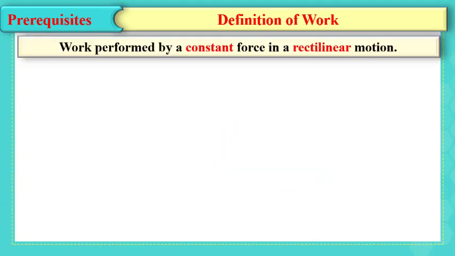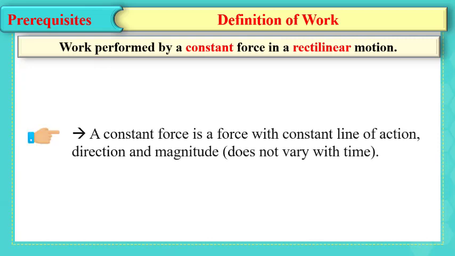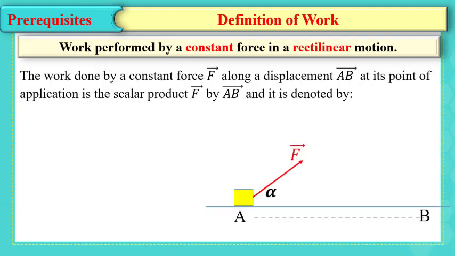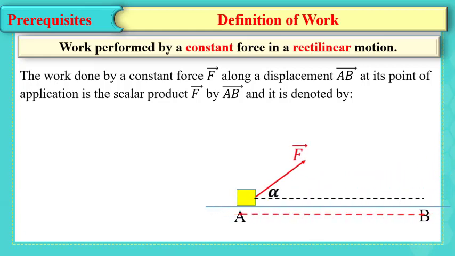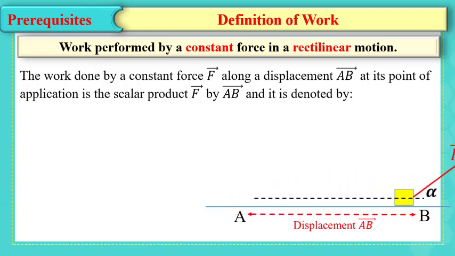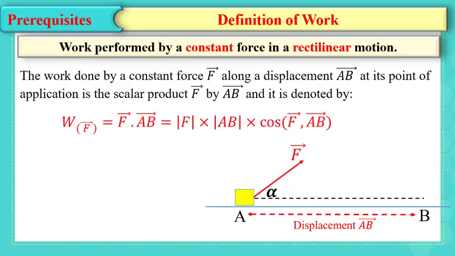Work performed by a constant force in a rectilinear motion. What is first a constant force? A constant force is a force with constant line of action, direction, and magnitude. It means it doesn't vary with time. Now, the work done by a constant force along a displacement AB at its point of application is the scalar product of the F vector by the AB vector, denoted by F vector scalar product AB vector, which is F times AB times cosine of (F, AB).